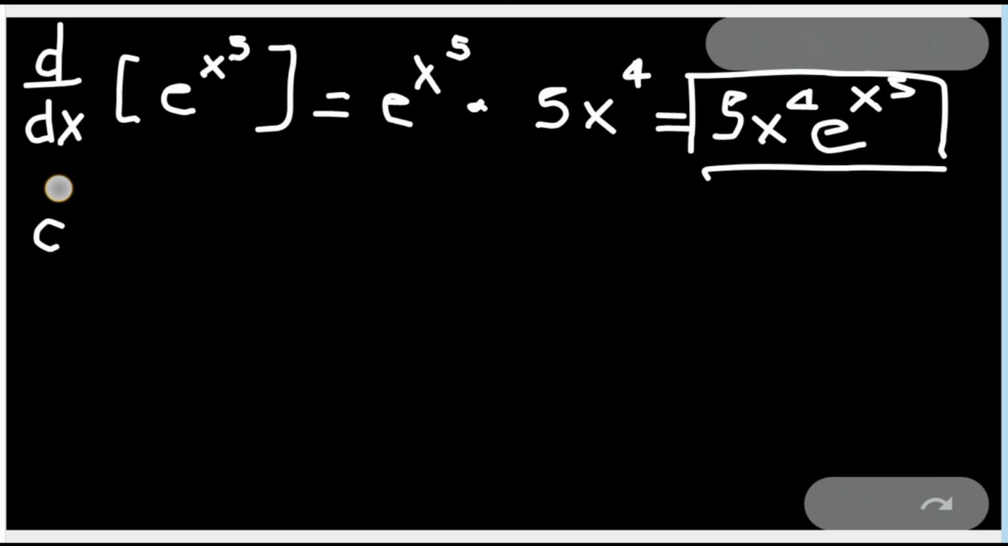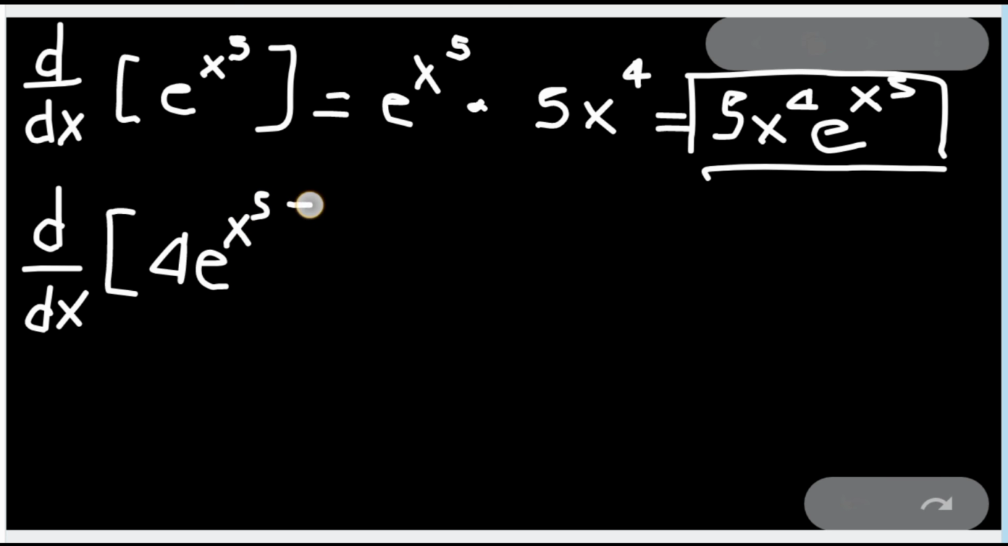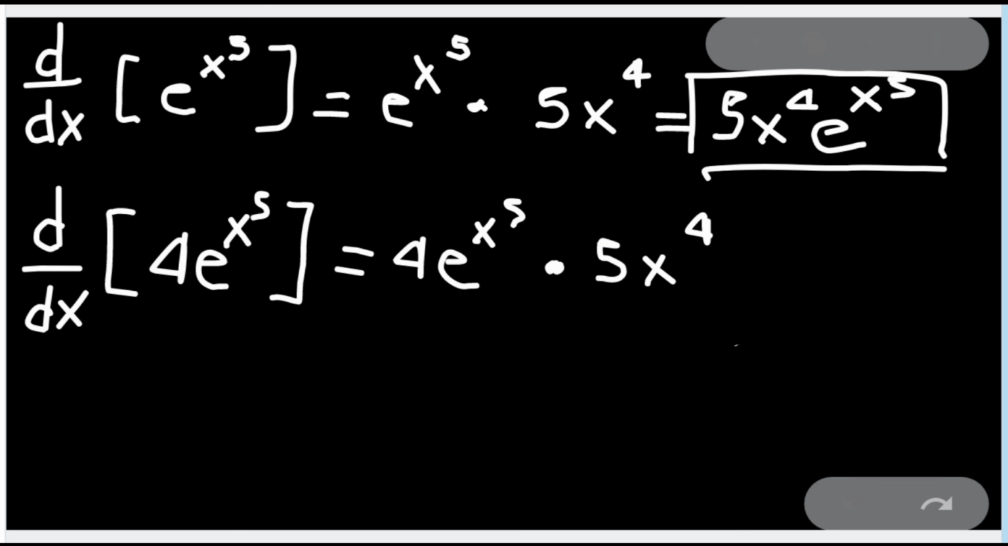Let's try another example. What if we have d over dx, or the derivative of 4e raised to x raised to 5. What happens here is first let's copy 4e raised to x raised to 5. Then our u here is x raised to 5 again, whose derivative, as we all know, is 5x raised to 4. So what we have now is 20x raised to 4 times e raised to x raised to 5.